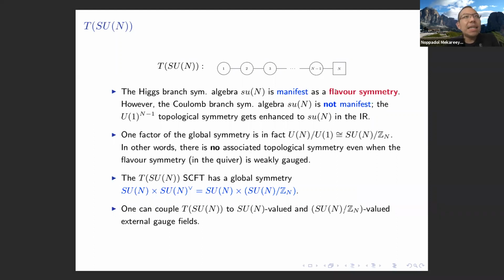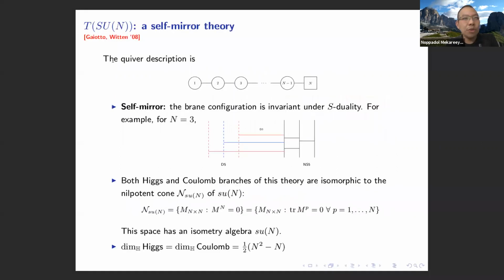And meaning that if you weakly gauge this node, you don't have a topological symmetry. So this is also consistent with the fact that T[SU(N)] as an SCFT has global symmetry SU(N) times SU(N) check, where check means the Langlands dual of SU(N), which is SU(N) mod Z_N. Okay, so these are the global symmetries of the theory. And one can couple T[SU(N)] to an SU(N)-valued and an SU(N) mod Z_N-valued external gauge field. This is a property of T[SU(N)] due to Gaiotto-Witten.